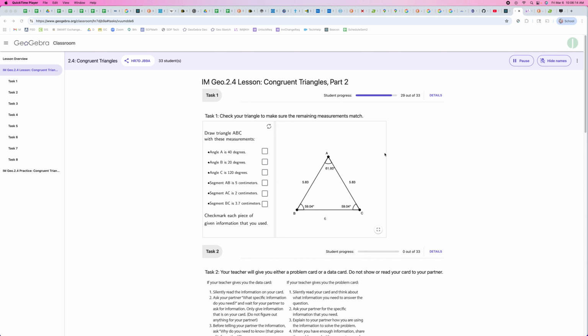Lesson 2.4. So this first activity, we're trying to select three things and make this triangle fit. What I want you to do is select three things at random here. So, this one, maybe this one, and I don't know. Well, no, let's go like this one and that one.